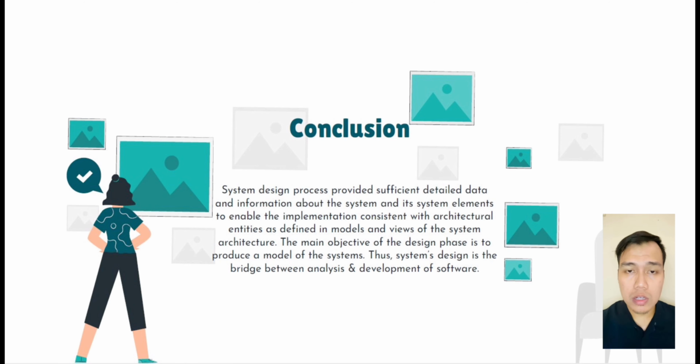Okay, we continue with the conclusion. The conclusion that we get from the project is that the system design process provides sufficiently detailed data and information about the system and its system elements to enable implementation consistent with architectural entities as defined in the model and view of the system architecture. The main objective of the design phase is to produce a model of the system. Thus, the system design is the bridge between analysis and development of software.